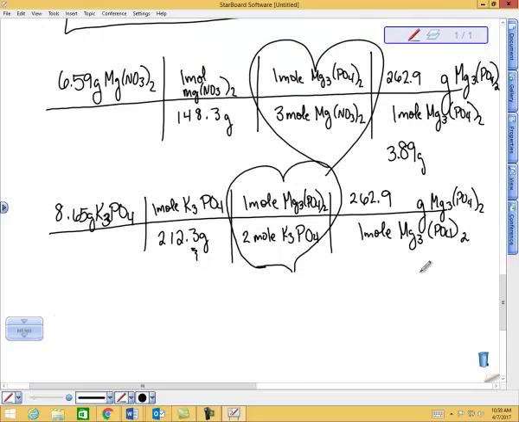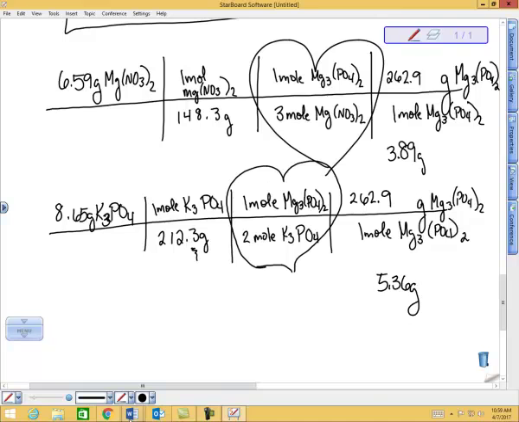Let's check the other one. 8.65 divided by 212.3, divided by 2, and then times 262.9. Alright, I get 5.3, if you want to round, 5.36. Nice. Okay, so 5.36 if you round.